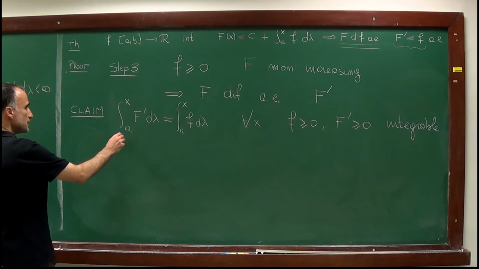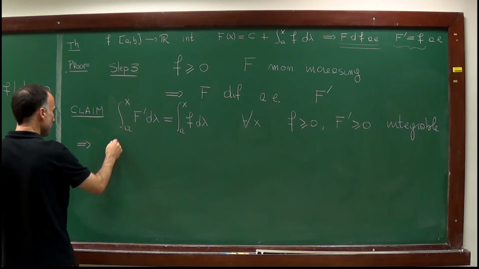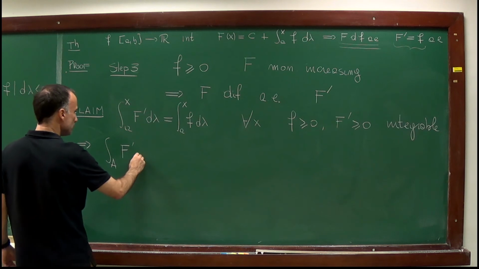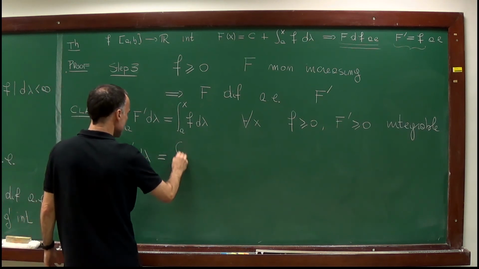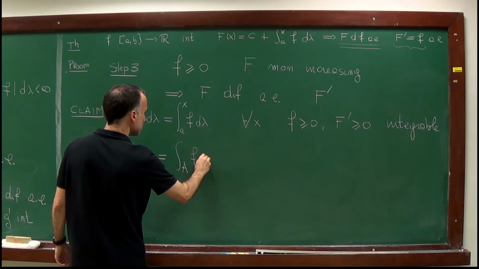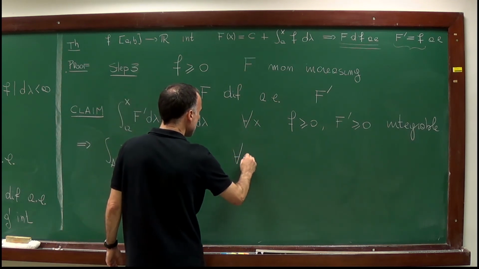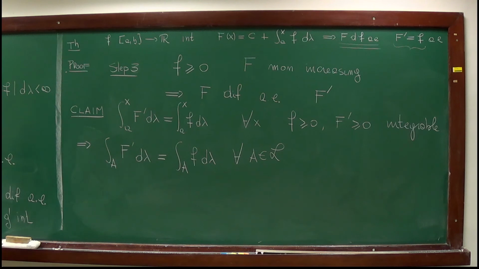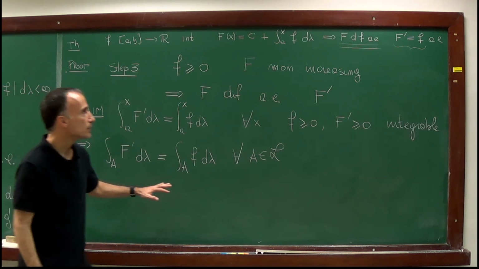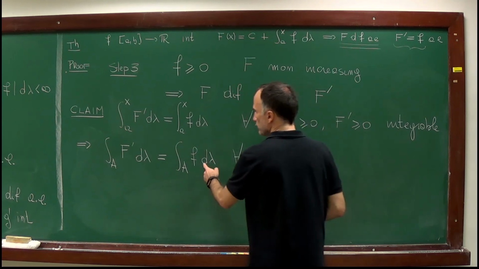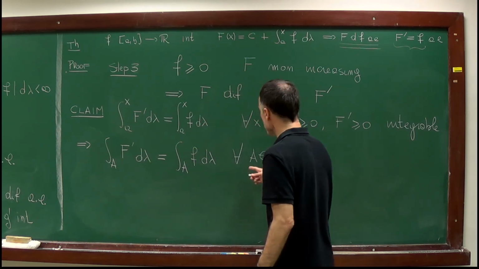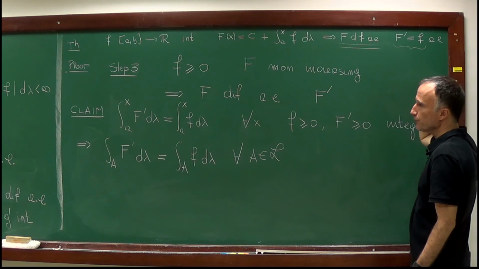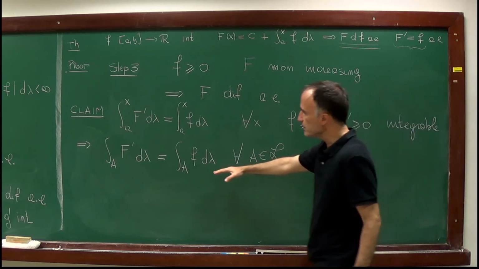Okay. What I claim is that this identity implies that if you take the integral of f prime over a set A, this is equal to the integral over the set A of f d lambda. And I claim that this holds for any A in the Lebesgue sigma algebra. If we prove that, then we have already shown that if two functions satisfy this property for any set A in the sigma algebra, then they are equal almost surely. So we just need to prove that this identity holds.